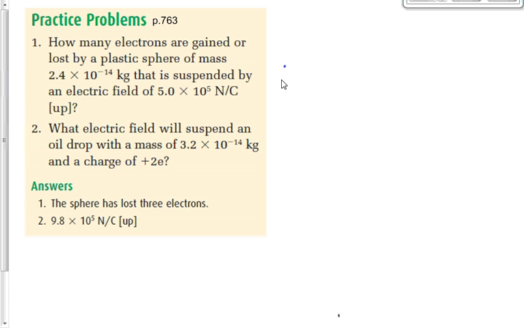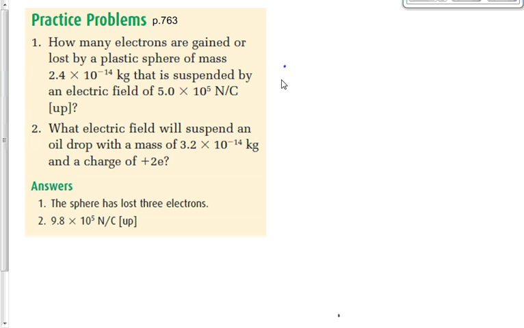What's the electric field that will suspend an oil drop with this mass and a charge of plus 2e? It's not so difficult to do this question in terms of what's the value of the electric field, but the electric field's a vector, so it requires a direction as well. That's the more challenging part, and that's what I really want to show you right now. We should draw a picture. We should always draw a picture for this.